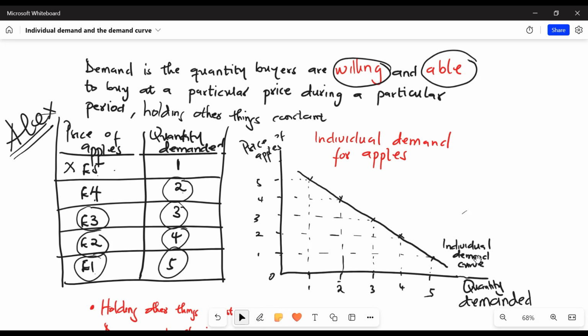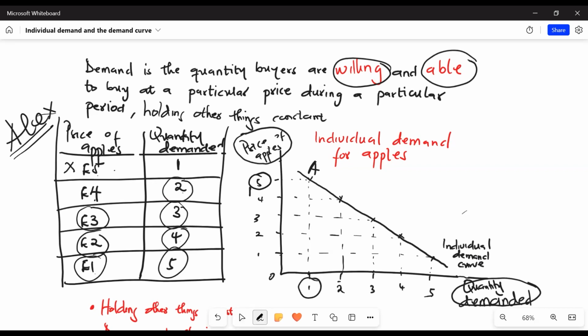Now let's use this information to draw our demand curve. When drawing the demand curve, the first thing we have to know is that prices will be on the vertical axis. So the price of apple will be on the vertical axis, and the quantity demand of apple will be on the horizontal axis. At price 5, point A here shows that Alex demands 1 apple, or Alex will buy only 1 apple.